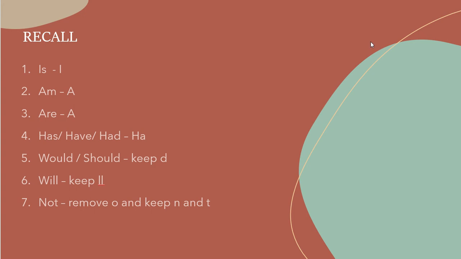Fine. And whatever you are removing, you have to replace it with an apostrophe. Okay. For example, she apostrophe is like this. Okay. So, this is the apostrophe sign. This is how you make short forms or contractions.